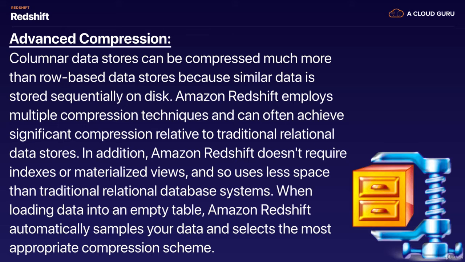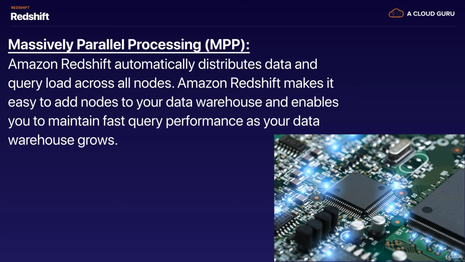In addition, Redshift doesn't require indexes or materialized views, and so it uses less space than traditional relational database systems. And when you're loading data into an empty table, Amazon Redshift automatically samples your data and selects the most appropriate compression scheme. Redshift also comes with massive parallel processing, so it automatically distributes data and query loads across all your nodes. And Redshift makes it easy to add nodes to your data warehouse and enables you to maintain fast query performance as your data warehouse grows. So you can actually scale out with Redshift by adding more and more nodes behind your leader node.